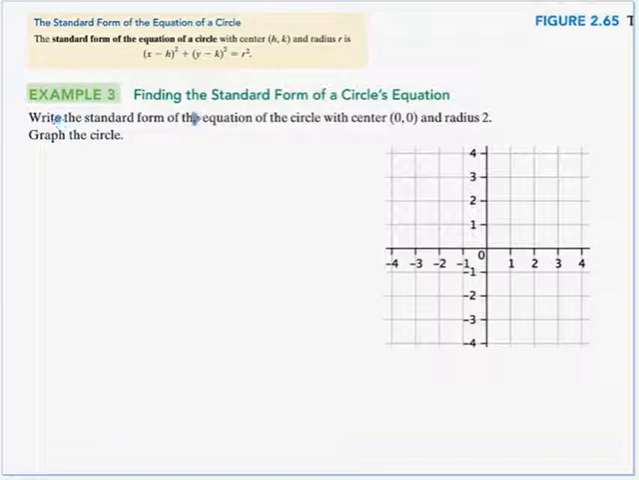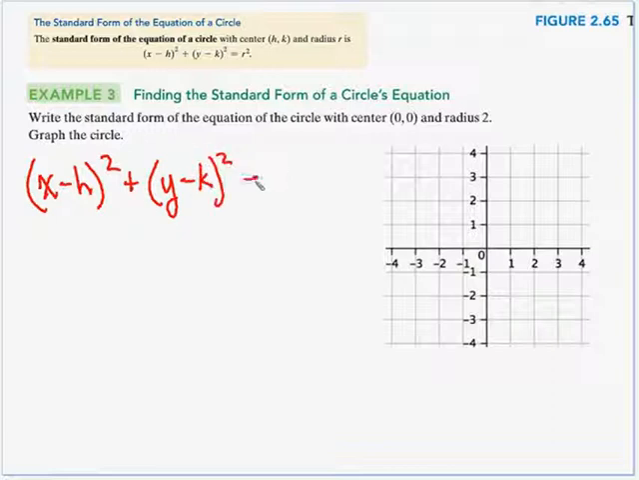So it says here to write the standard form of the equation of a circle with the center right at the origin, 0, 0, and radius 2, and then they want us to graph it. Since this might be the first time some of us have seen the circle equation, I'll write it out here. It's a good thing to have memorized. And let's see what we can plug in. Well, we're centered at the origin, 0, 0. So for the h and the k, I'm going to plug zeros in for both.